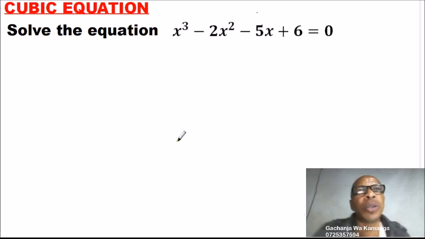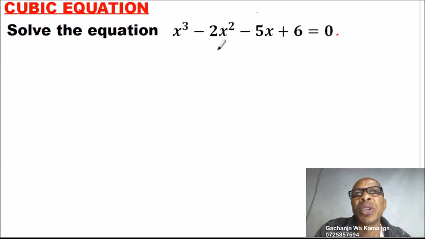Cubic equation. Solve the equation x cubed minus 2x squared minus 5x plus 6 is equal to 0. So this is a cubic equation.